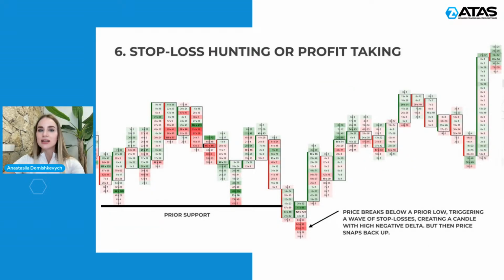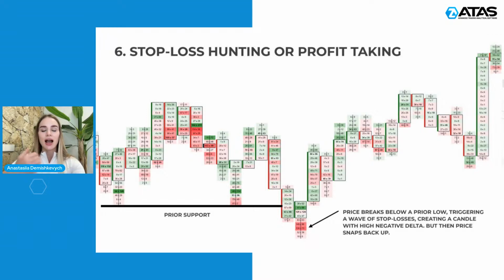And the number 6, stop loss hunting or profit taking in the opposite direction. That's a little bit of a different scenario, and I want you to also have a look at it. The scenario is like this. Price creates a low and creates a nice support. I specifically highlighted it with a bold black line on the left side of the screenshot so you can clearly see it.